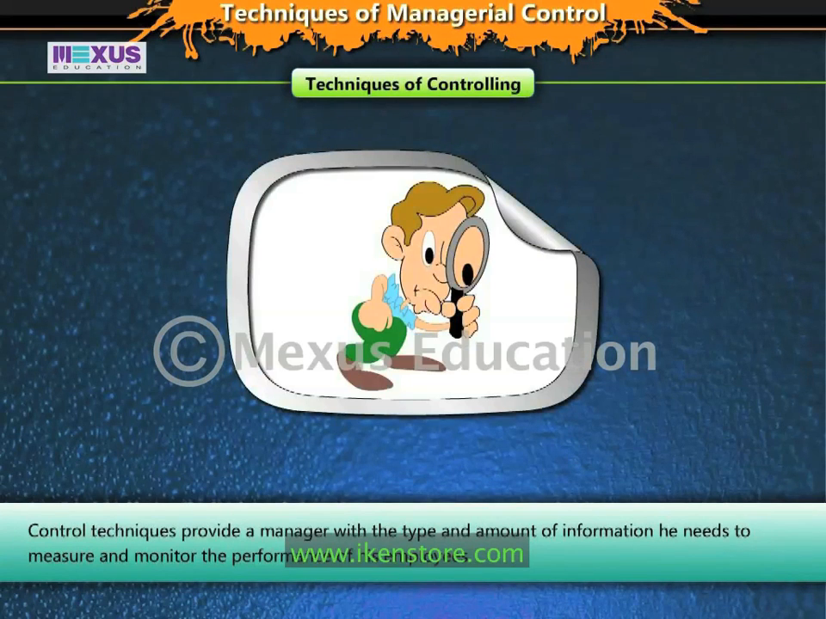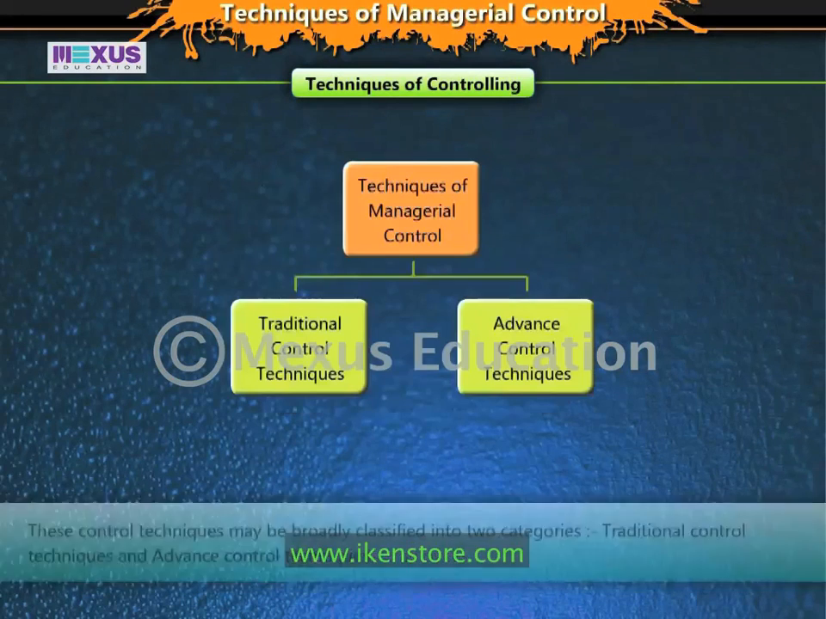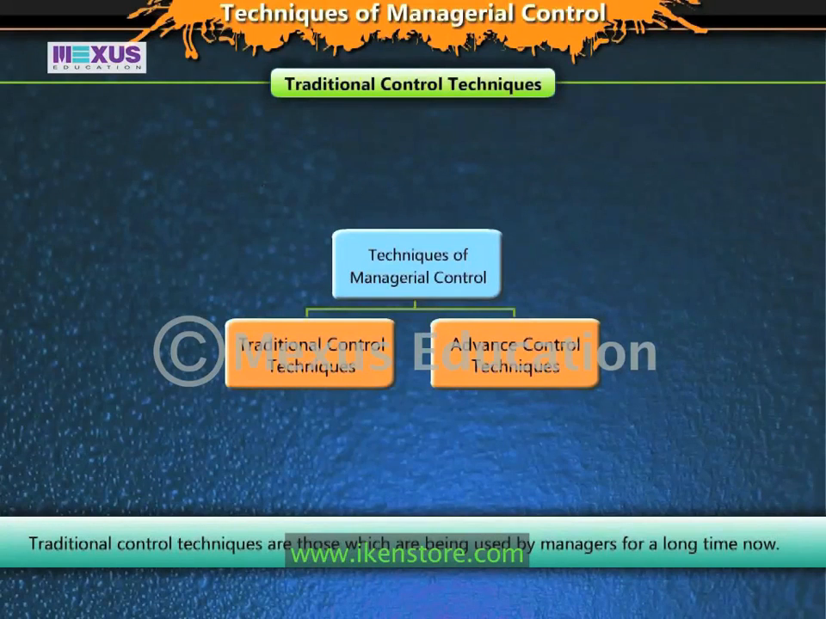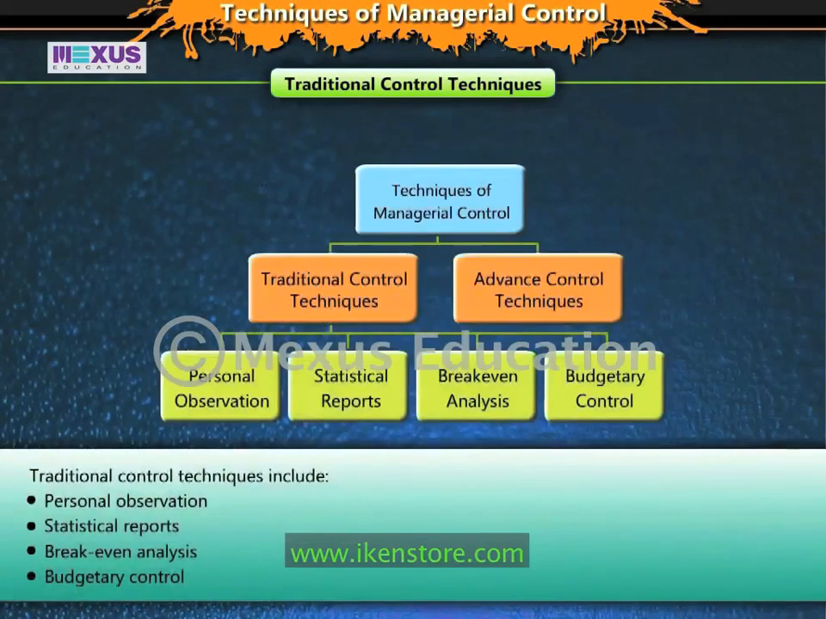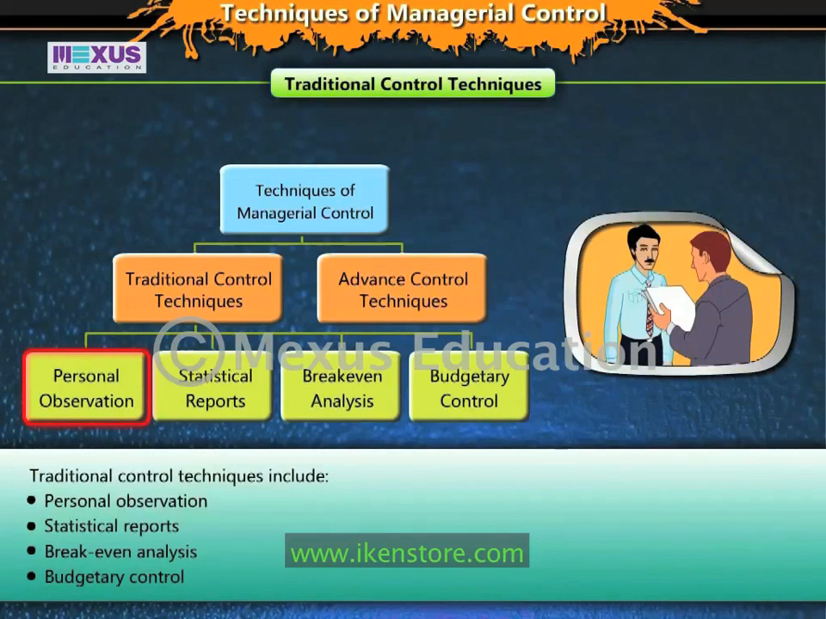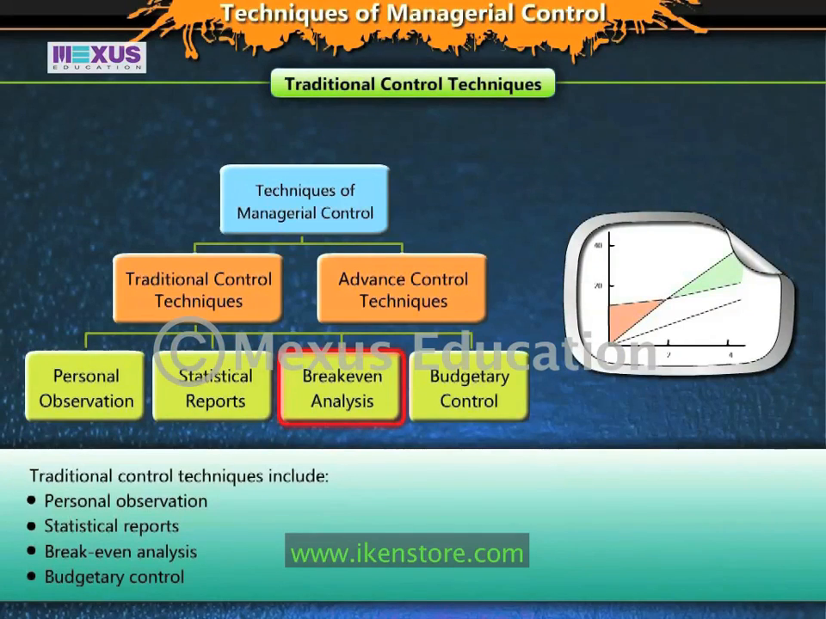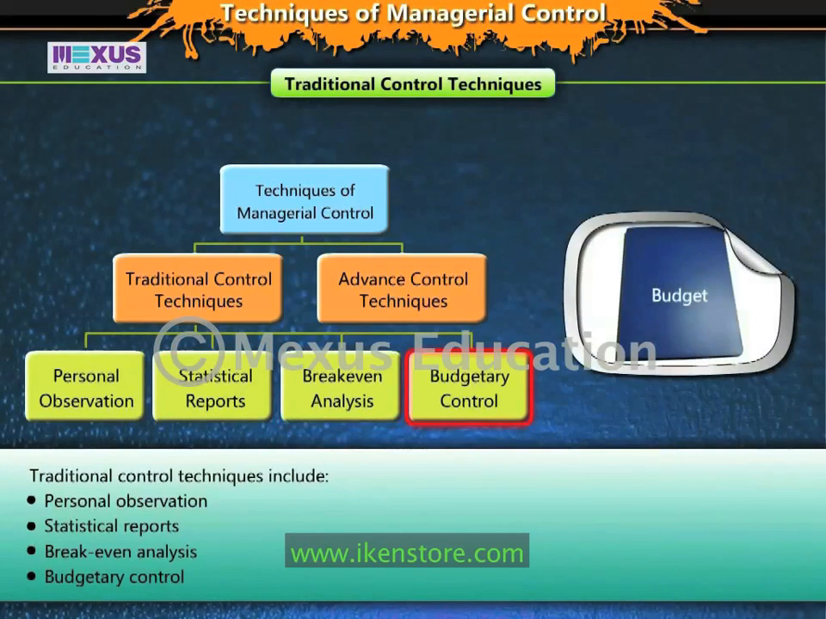These control techniques may be broadly classified into two categories: traditional control techniques and advanced control techniques. Traditional control techniques are those which are being used by managers for a long time now. Traditional control techniques include personal observation, statistical reports, break-even analysis, budgetary control.